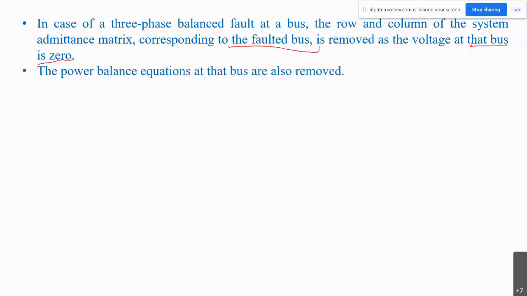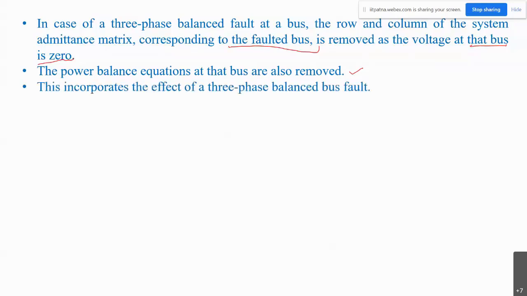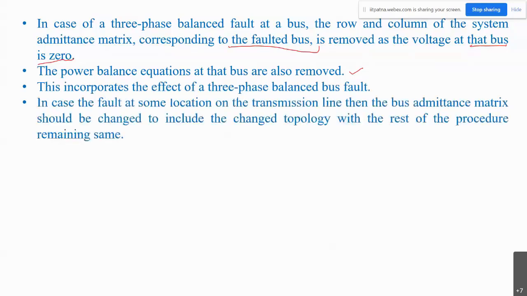And the power balance equation at the faulted bus will also be removed because it will be 0 in that case. So this incorporates the effect of a three-phase balanced bus fault. In case the fault is not at the bus terminal or substation, but on the transmission line, then how will we model it? Then the bus admittance matrix should be changed. We'll see some examples in Kundur.